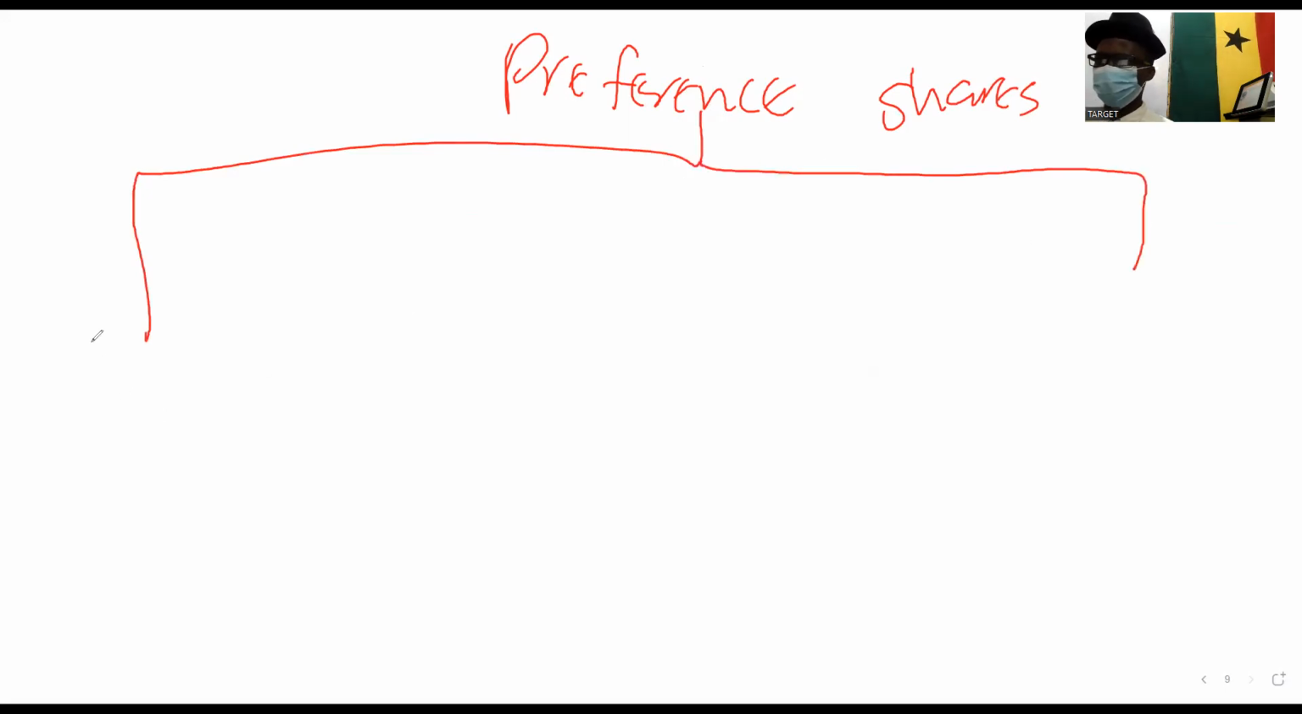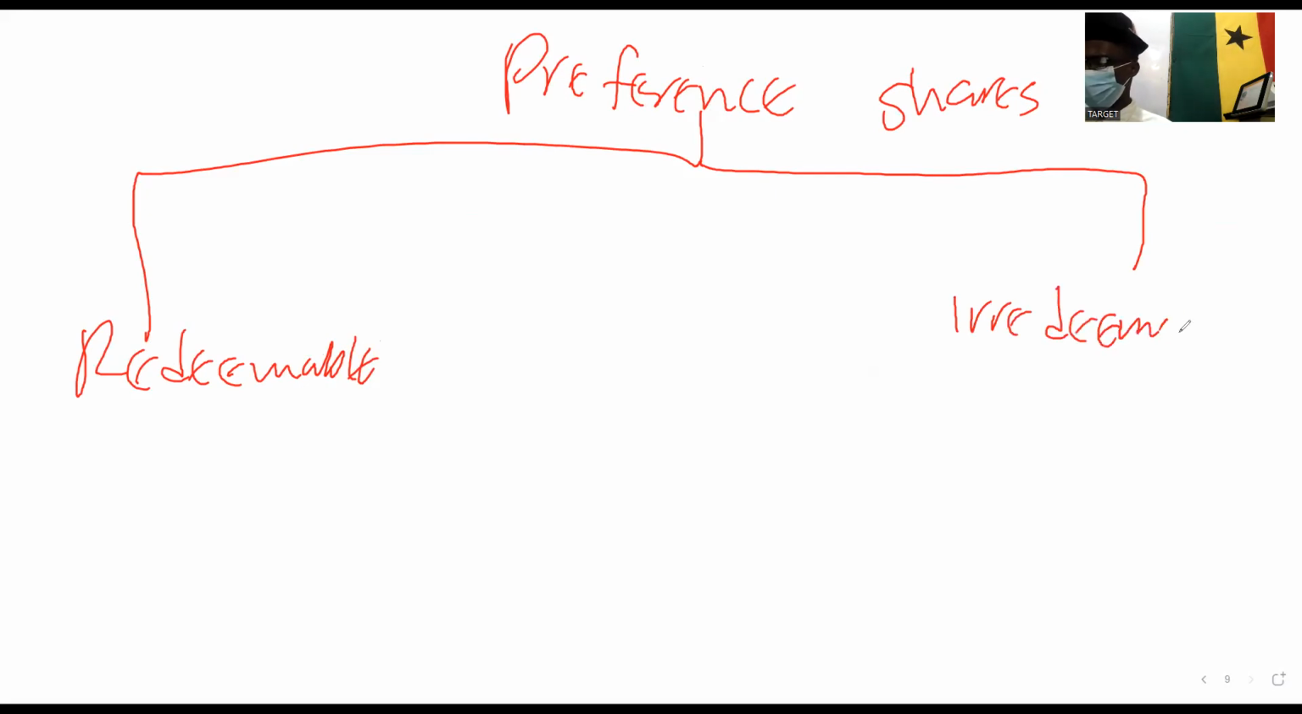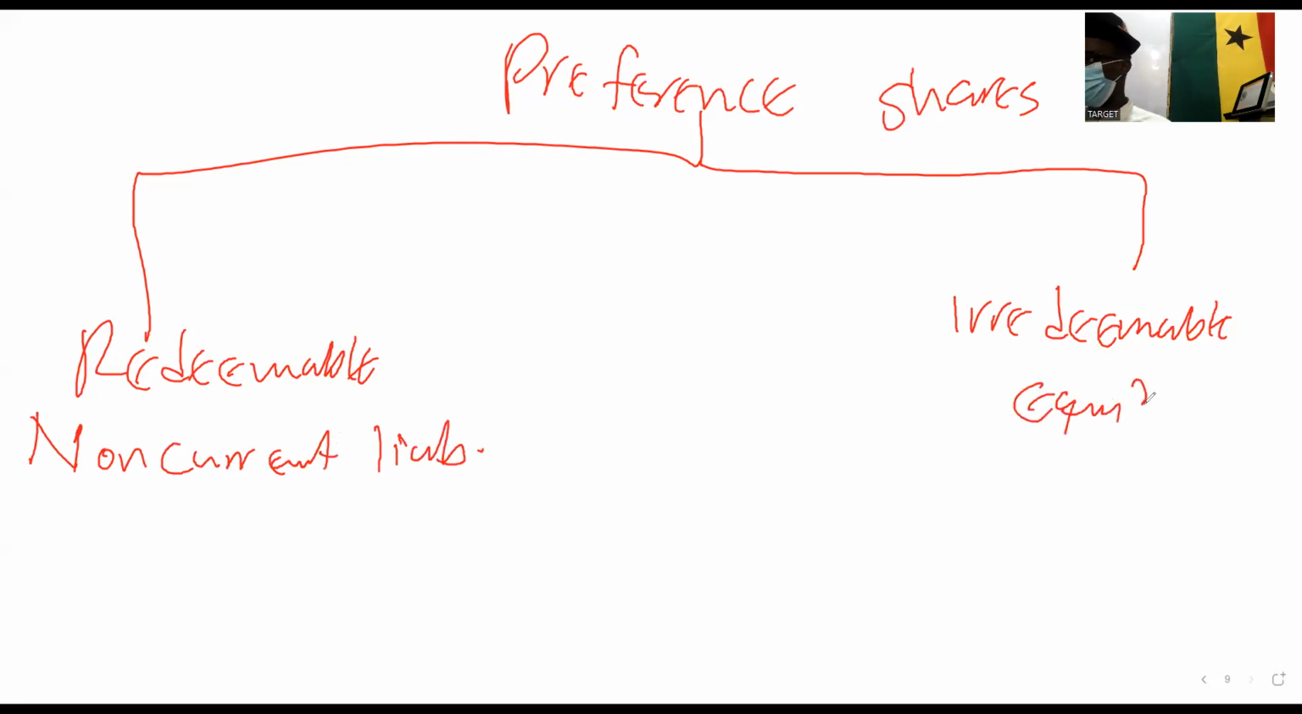Take notice of this. We have the redeemable preference shares. If you understand this, you'll be fine. So, irredeemable preferences: this is straight up. It's a non-current liability, dear examiner, a non-current liability. This is equity. So the dividend paid on this is under finance cost. So the dividend paid over here is in changes in equity.